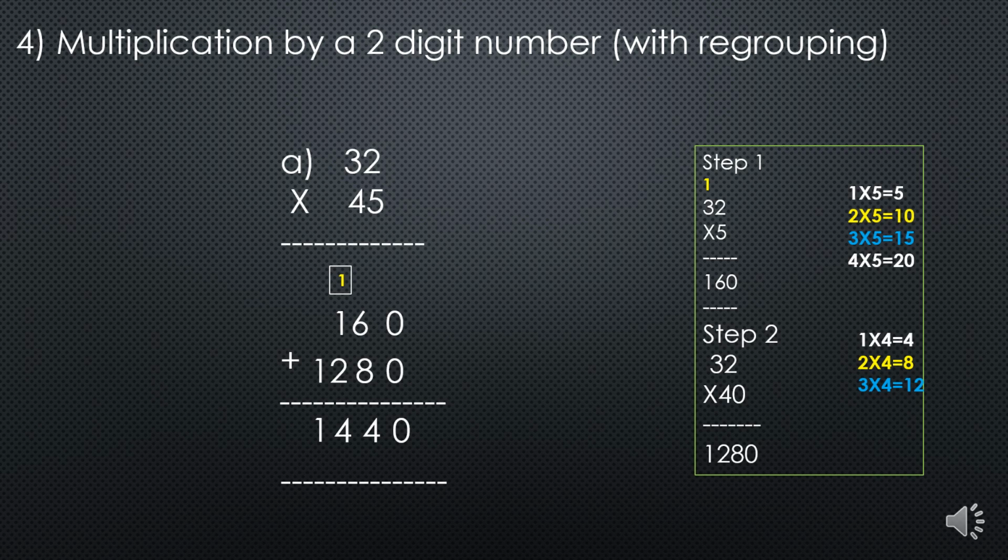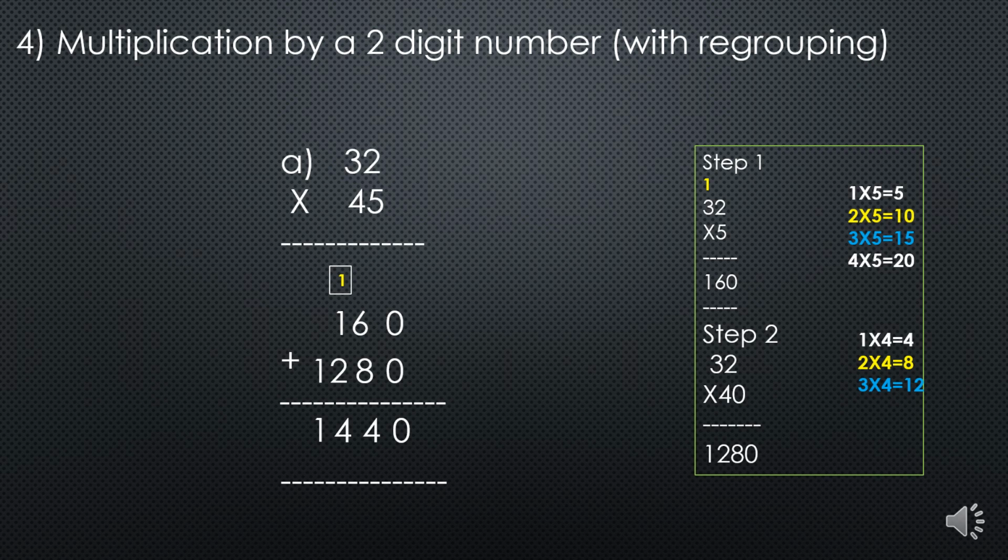15 plus the carry number 1 will give 16. So when you multiply 32 by 5, what will we get? 160. Next we want to multiply 32 by the tens place digit 4. That is, we want to multiply 32 by 40.